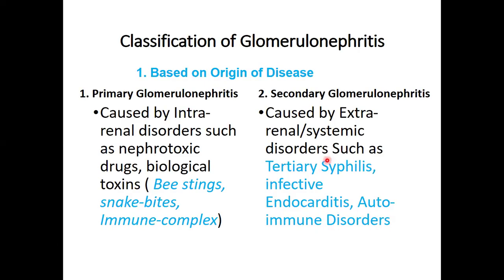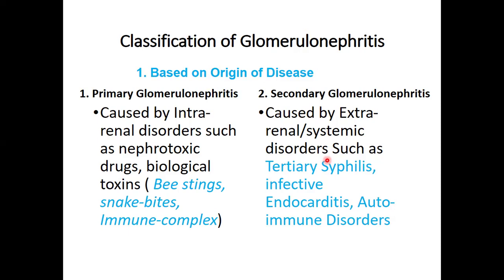Classification, how do you classify glomerulonephritis? So the first classification, we base it on disease origin. Where is the disease starting from? Is it the cause of the disease? Is it starting direct from the kidney itself? Or there's a problem outside the renal system, which later on affects the kidney?